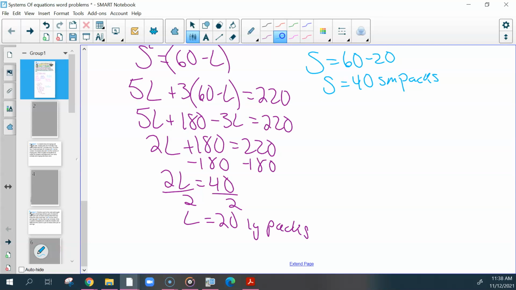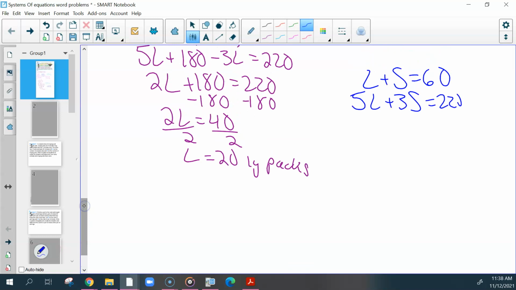Okay, some of you have space. Rewrite them one more time. We're going to solve them by elimination. It does not matter which one you get rid of first. You'll have to change both equations either way because the coefficients for L and for S are not the same.